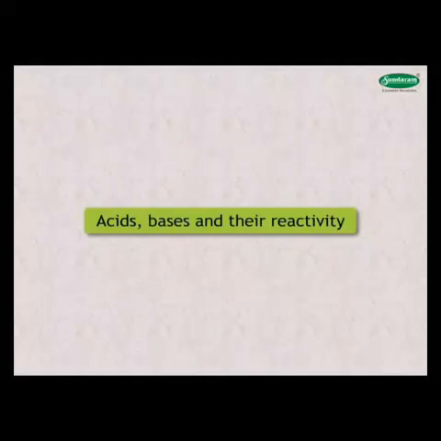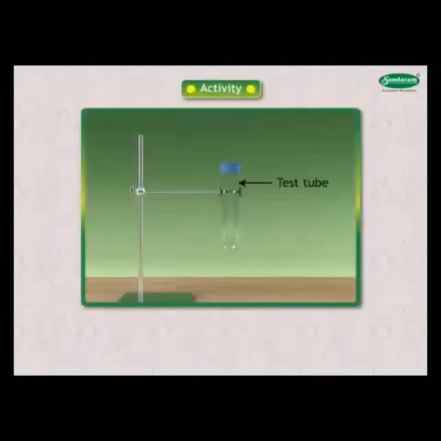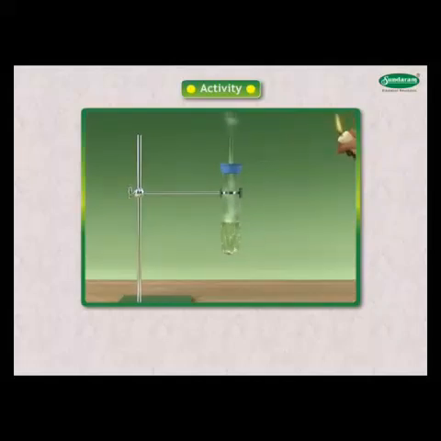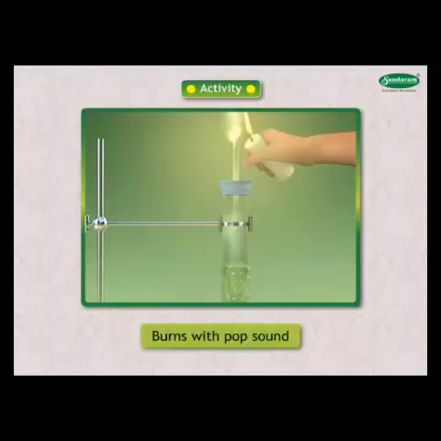Let us look at the acids, bases and their reactivity. Reactivity with metals. Activity. Take a boiling test tube. Choose proper stopper through which you can fix gas passing tube. Take a few pieces of magnesium ribbon. Add dilute HCl to it. Take burning candle near the gas passing tube. What do you observe now? It burns with a pop sound.